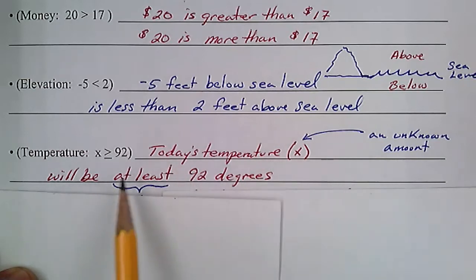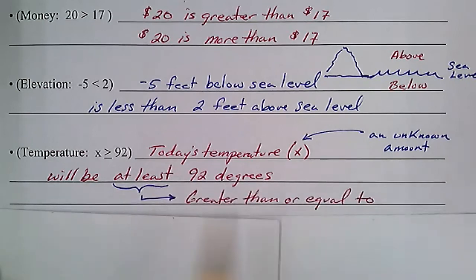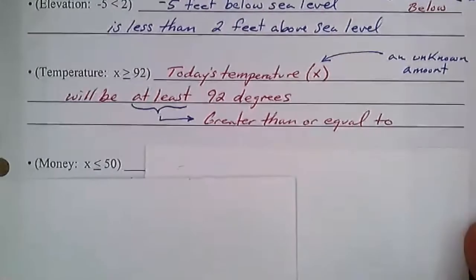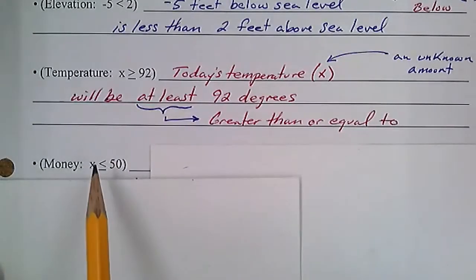Today's temperature will be at least 92 degrees, which is the same as saying today's temperature will be greater than or equal to 92 degrees. So at least means greater than or equal to. Okay, and then here's one more. Money. Okay, so here we have another variable, an unknown amount.